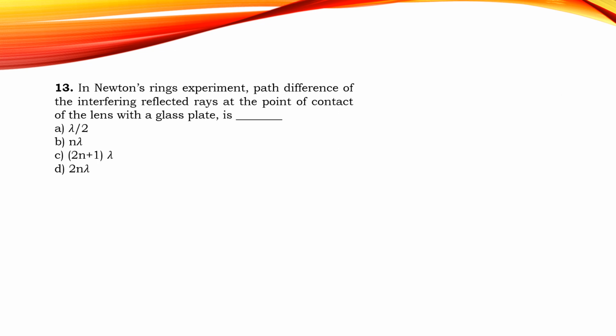Next is in Newton's ring experiment, path difference of the interfering reflected rays at a point of contact of the lens with a glass plate is. And the options are lambda by 2, n lambda, (2n+1) lambda, 2n lambda. And the right answer is option A, lambda by 2.